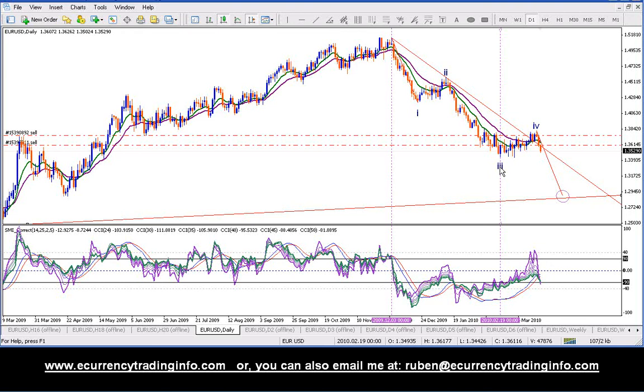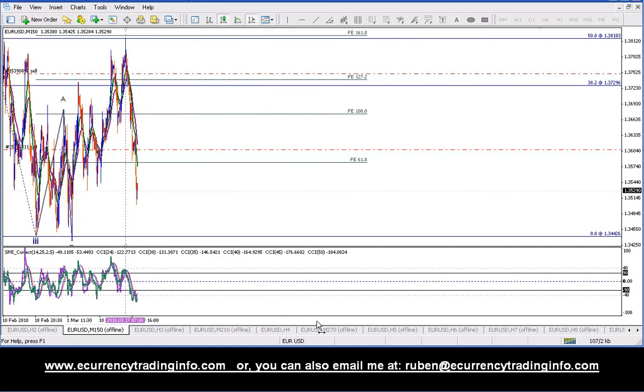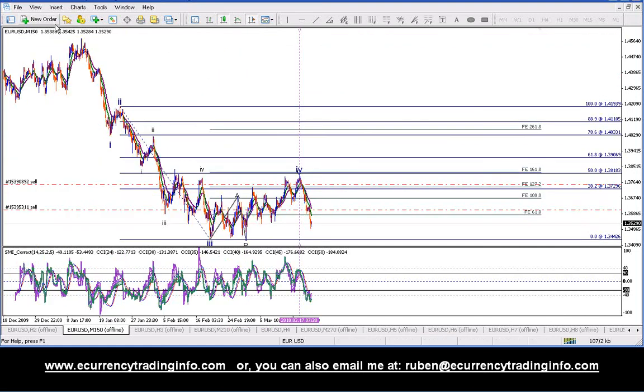So now let's go to a shorter time frame so we can focus just on wave 4 and the beginning of wave 5. Let's go to the 150 minutes. And this is the bigger structure. This is the C, or the 3, that we were looking at. 1, 2, 3, 4, and it looks like 5 has begun.